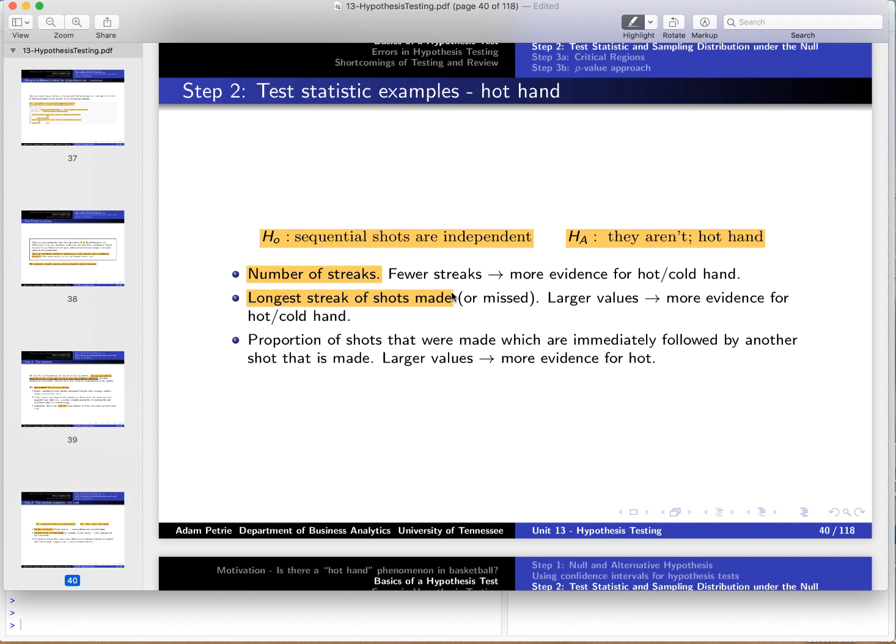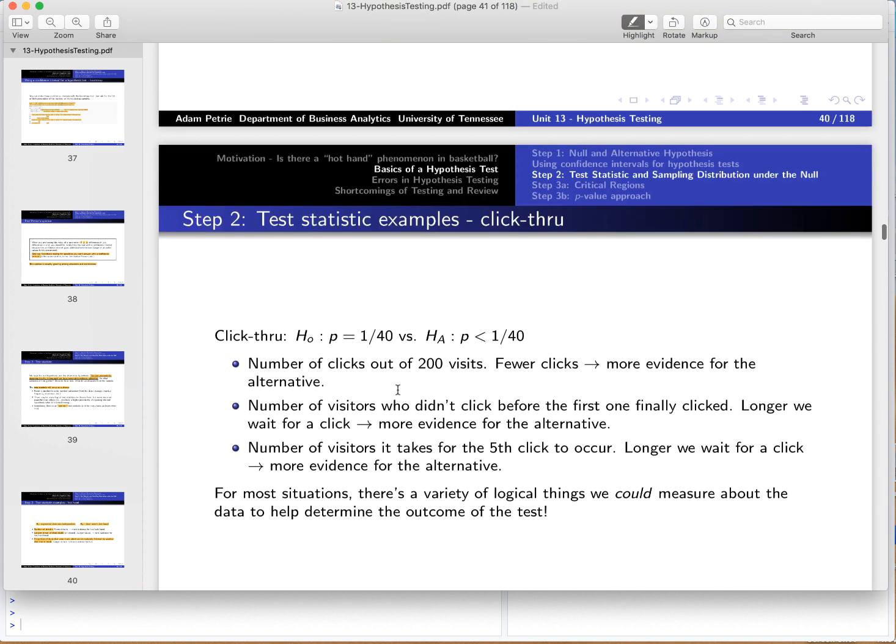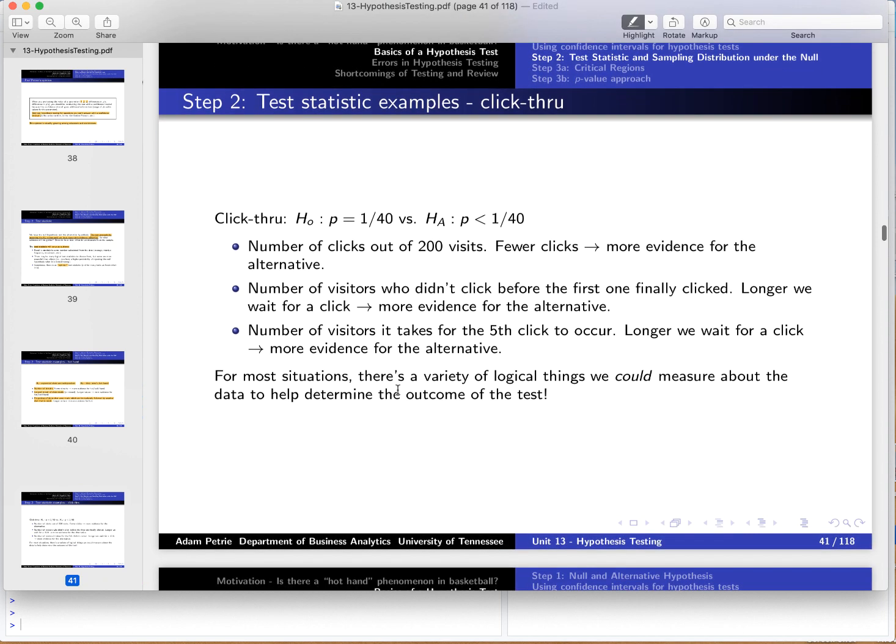And maybe the thing that makes the most sense, actually, is looking at the proportion of shots that were made, which were immediately followed by another shot that was made. Larger values of this test statistic would be more and more evidence that, hey, there's some hot hand going on. If someone is in the zone, they're just making some shots here, they're more likely to make their next shot than otherwise.